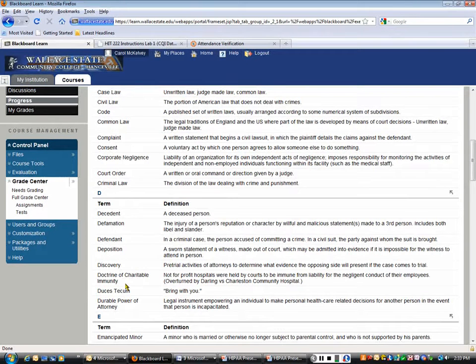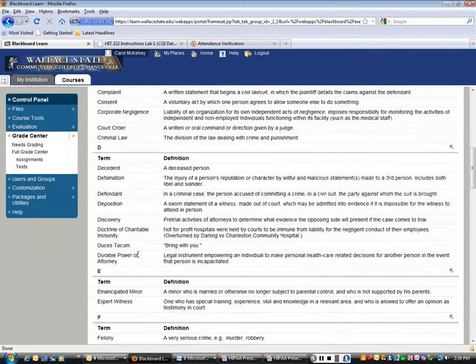Ducis tecum, we've talked about subpoena ducis tecum, but just the term ducis tecum means to bring with you. In a minute, in the glossary, we'll see subpoena ducis tecum. We've already covered that. That means come and bring the records with you. But the ducis tecum part of it means bring with you. Subpoena means to come to court.